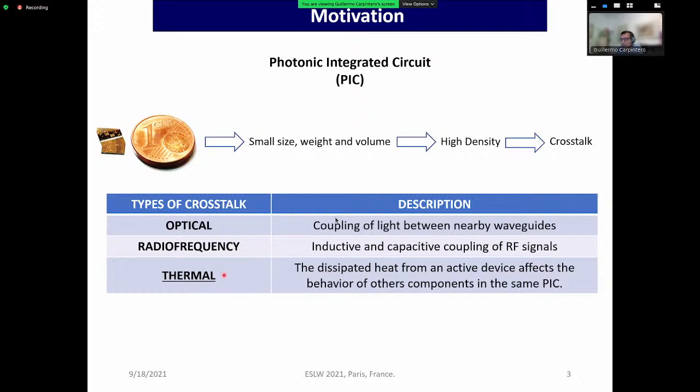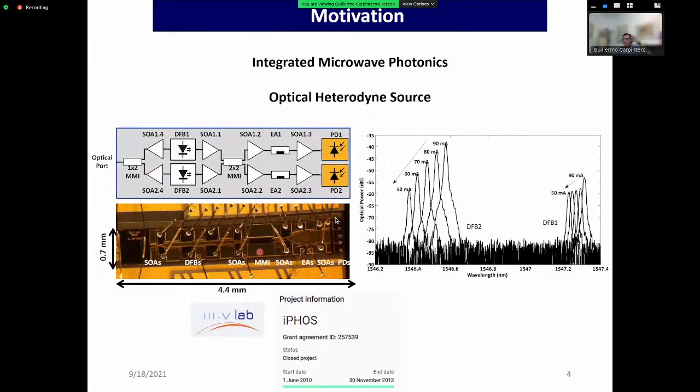And we have also experienced the thermal crosstalk because actually we have active components which dissipate heat. And we see that this heat dissipated from one component may affect the behavior of the others. Actually, we've seen this on optical heterodyne sources. Our main goal, our main application, is integrated microwave photonics.